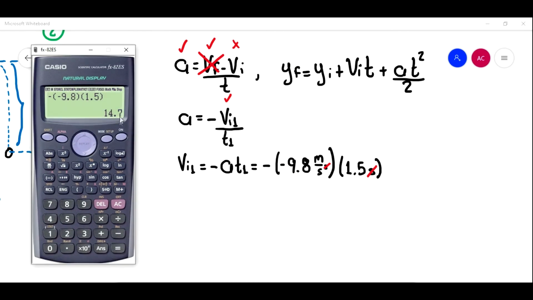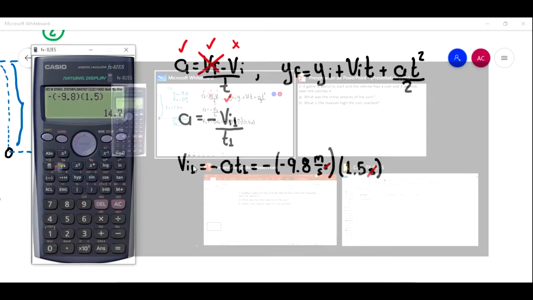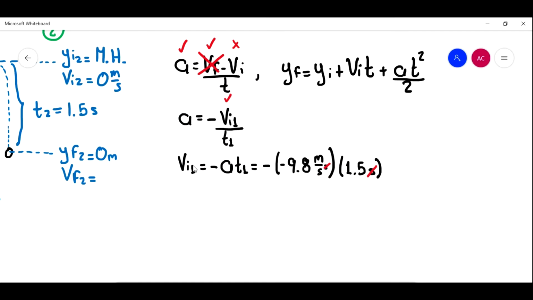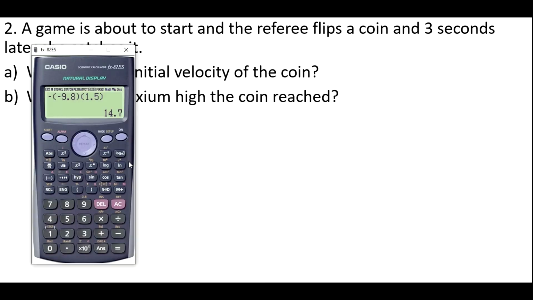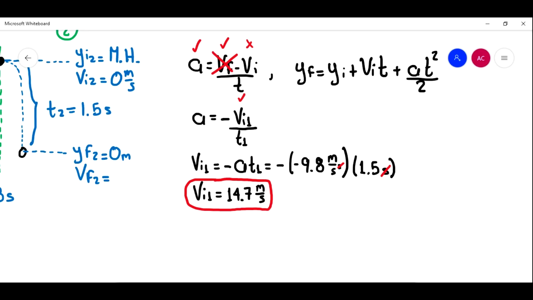And if you see, it's not an infinite value, so it's not necessary to save this value in the memory of the calculator. So initial velocity of segment 1 equals 14.7 meters per second, and that is the velocity that was used to throw or flip the coin vertically upwards. Okay, so that's letter A. I'm going to write that. This is letter A.